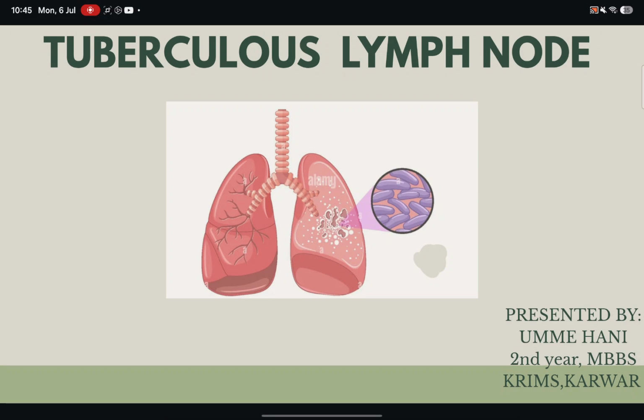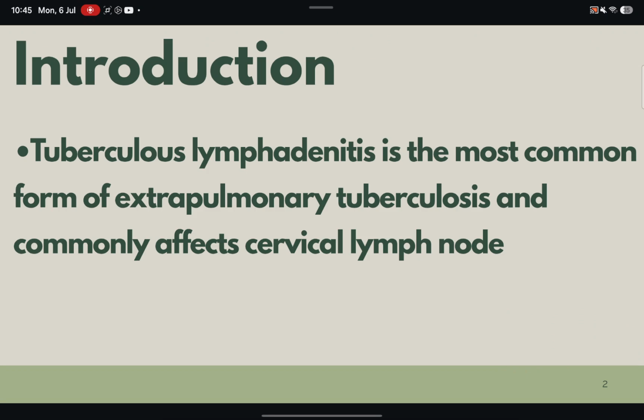The first topic is tuberculous lymphadenitis. Tuberculous lymphadenitis is the most common form of extrapulmonary tuberculosis. It predominantly affects the cervical lymph nodes.